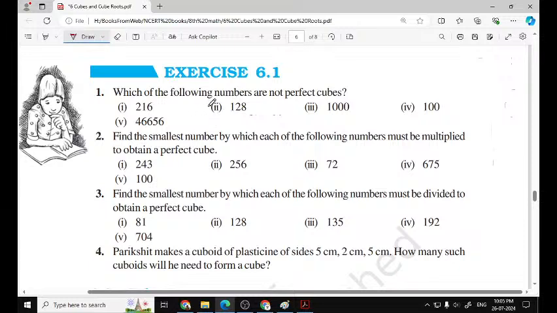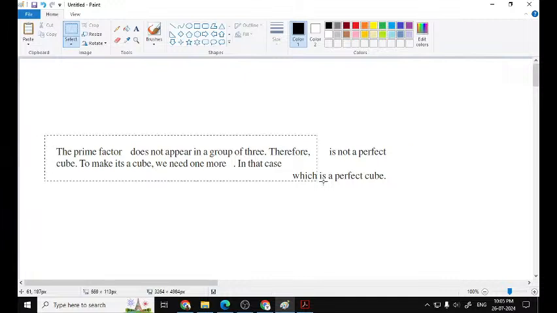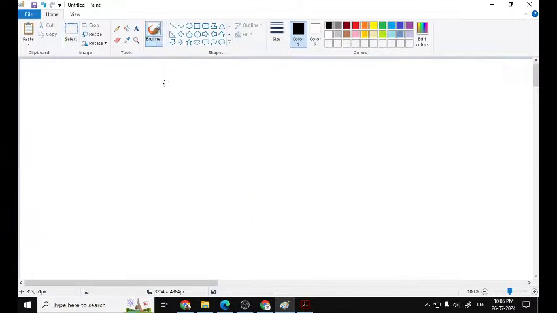Exercise 6.1, question 1. Which of the following numbers are not perfect cubes? First question is 216. To find out this, let us prime factorize the given number. First number is 216. Let us divide it by 2 as it is an even number. So we get 108. Divide that by 2 as it is even. So we get 54, which is divisible by 2, and the quotient is 27.